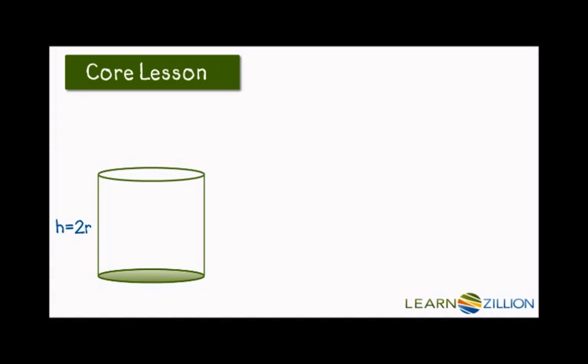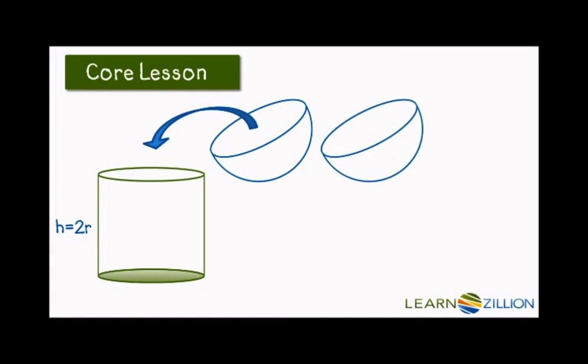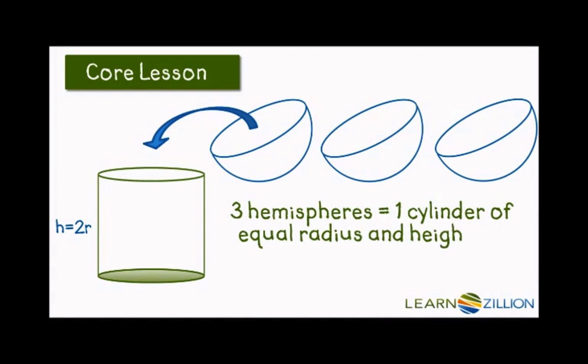Here's our same cylinder, and what we want to do is look at what would happen if we poured a hemisphere, or half of a sphere, into the cylinder. So let's say we had a hemisphere filled with sand. What would happen if we poured the sand into the cylinder? How much of the cylinder would it fill? Well, one hemisphere would fill about 1/3 of the cylinder, and so it would take exactly 3 hemispheres to fill the cylinder to the top. So 3 hemispheres equal 1 cylinder of equal radius and height 2r.